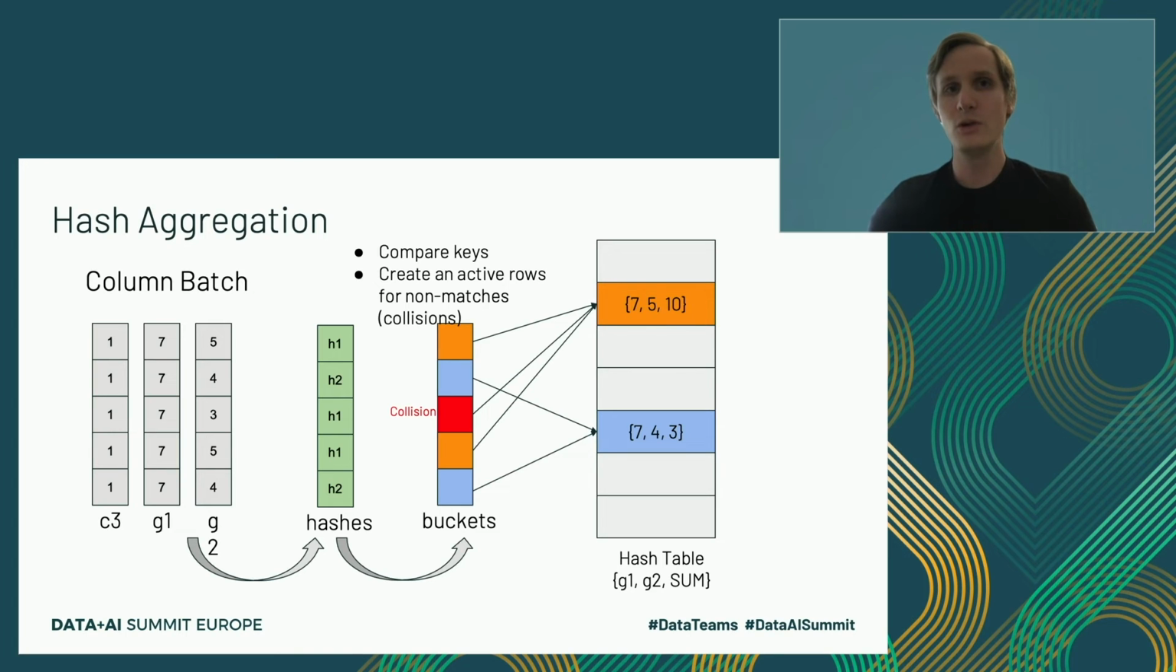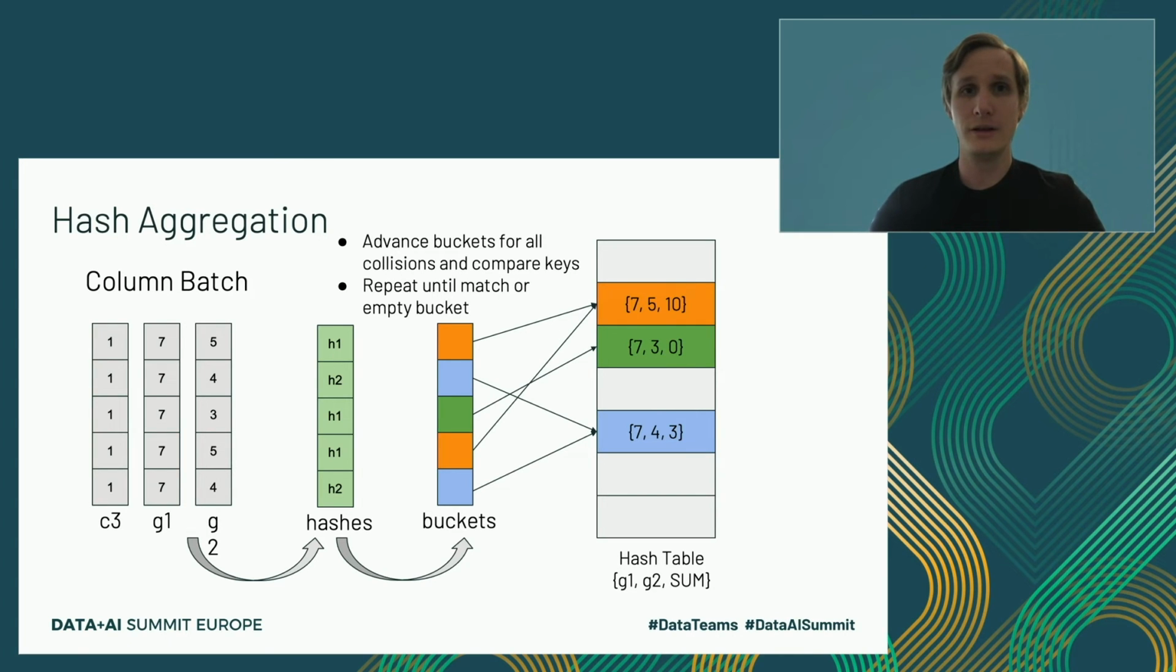A convenient way of representing these non-matches is through our concept of active rows. And since all our kernels are aware of active rows, we can essentially use the same kernels to continue our probing strategy. In our example, we're following a simple linear probing strategy. So to resolve that collision, we'll advance the buckets for all the collisions, and we'll repeat the step of comparing the keys and identifying the non-matches, advancing the buckets, comparing the keys, until for all of the bucket pointers, we've identified all of the places where we want to update the aggregation buffers.